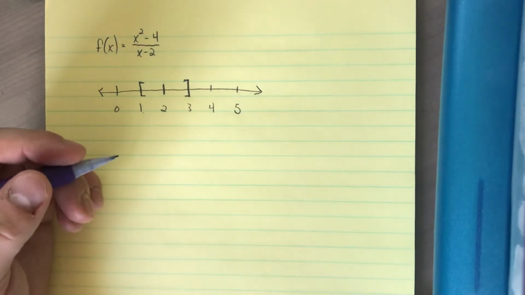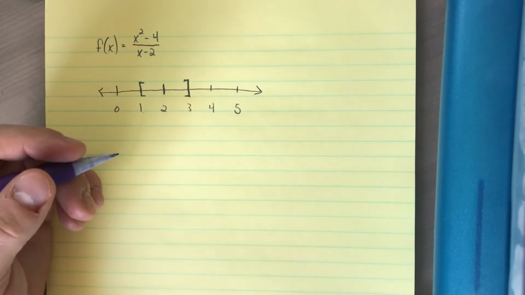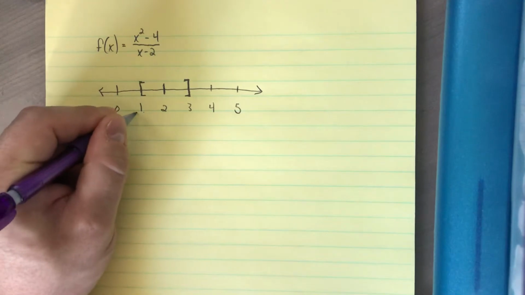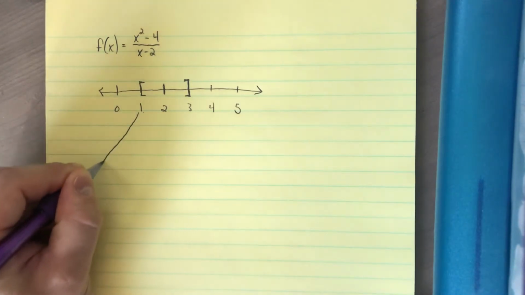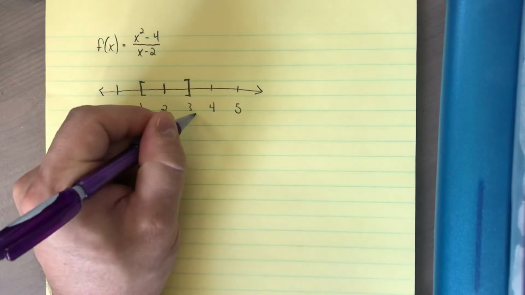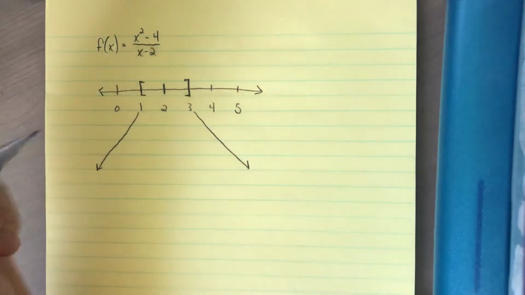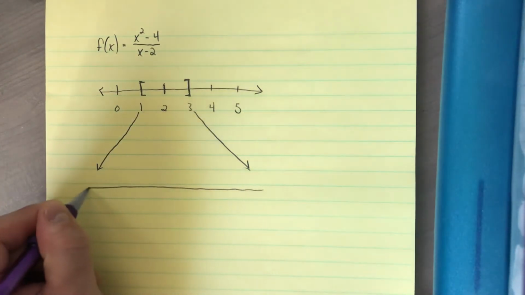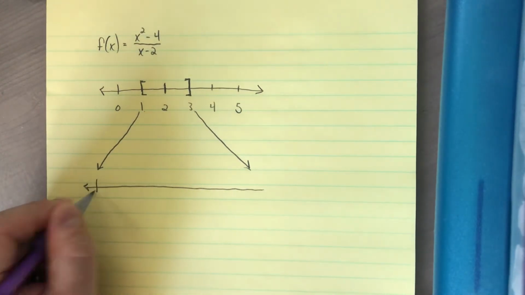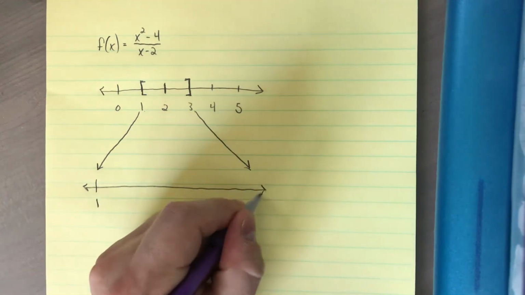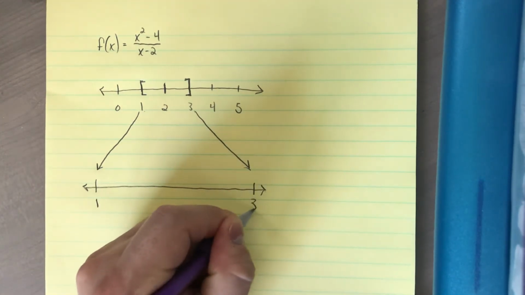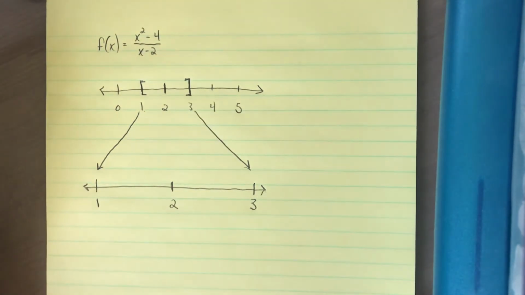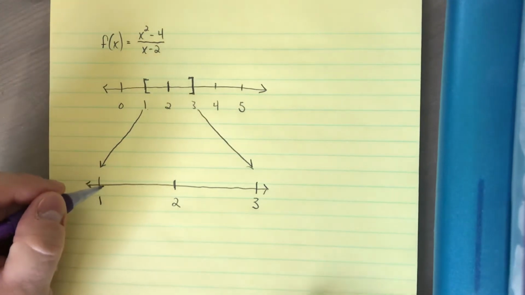1 and 3 seem very close to 2, yes. But are they really? What if we were to take this section of the number line and blow it up? So that 1 was all the way over here, and 3 was all the way over here. Suddenly there's a lot more space in there to play with.